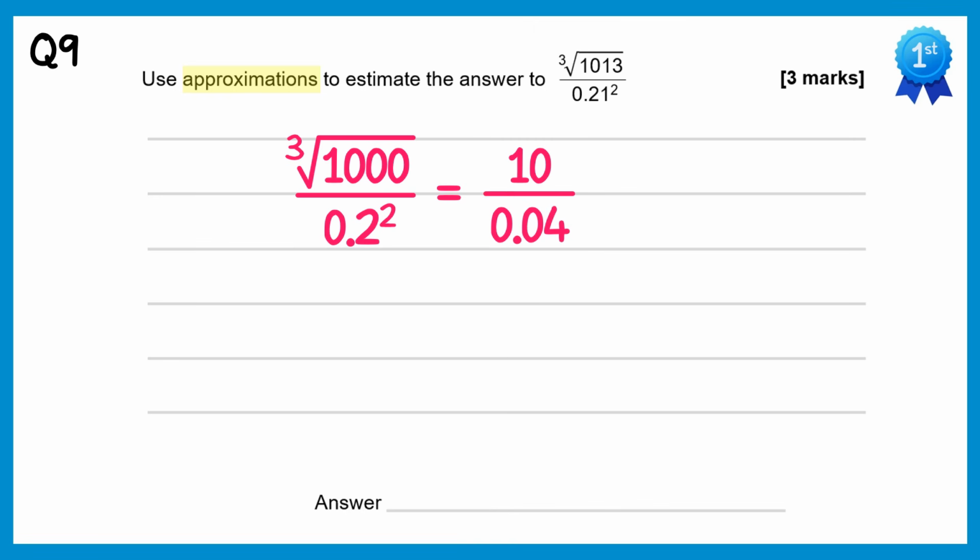So we need to do 10 divided by 0.04. If we multiply the top and bottom of this fraction by 100, it will remove the decimal. So 10 times 100 is 1000, and on the bottom, 0.04 times 100 is 4. So this is just the same as 1000 divided by 4, which is 250.